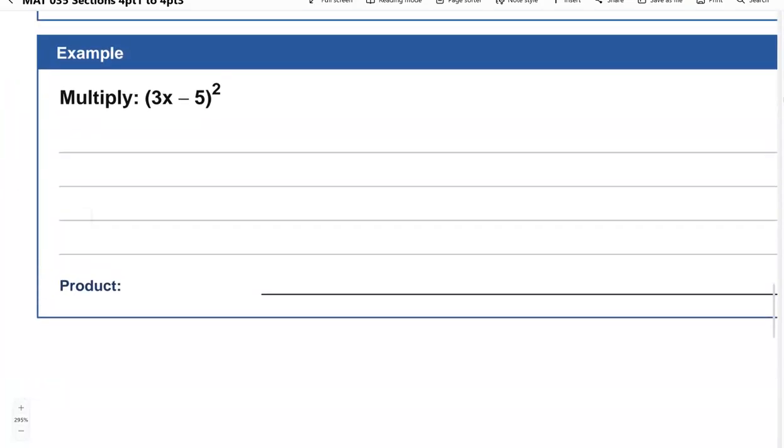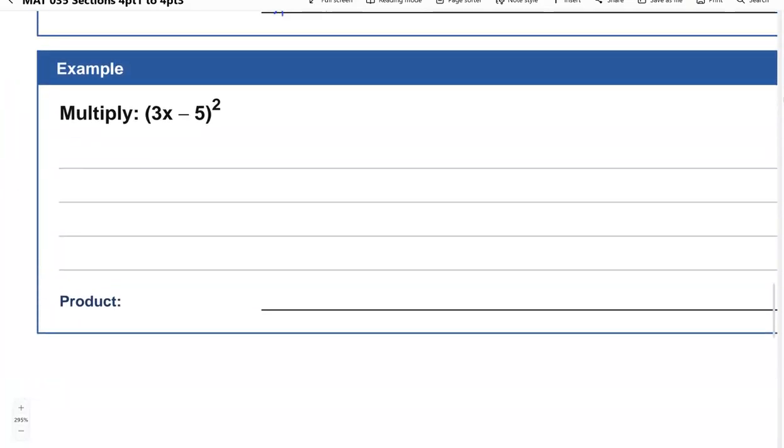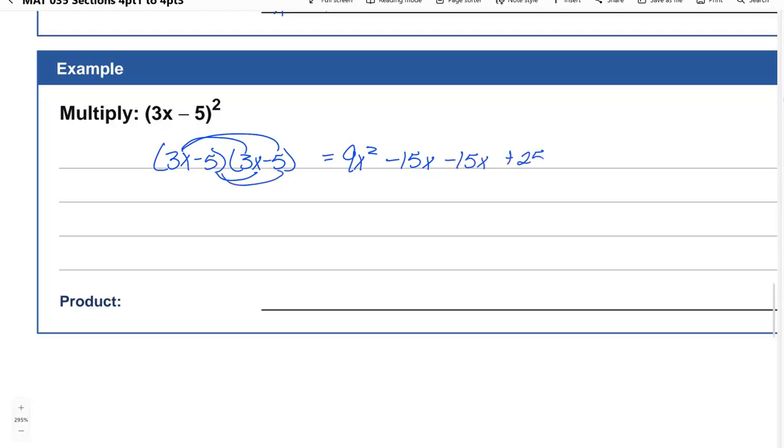The next one, we have 3x minus 5 quantity squared. It means the same thing. It would be 3x minus 5 times 3x minus 5. So we're going to do front, which would give us a 9x squared. Outsides would be a negative 15x. Insides would be a negative 15x. And last would be a positive 25. So when I simplify, I get 9x squared minus 30x plus 25.